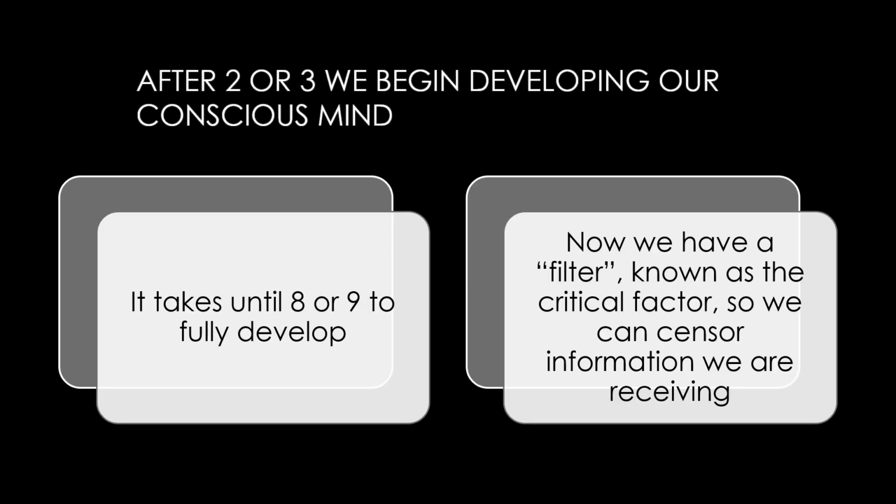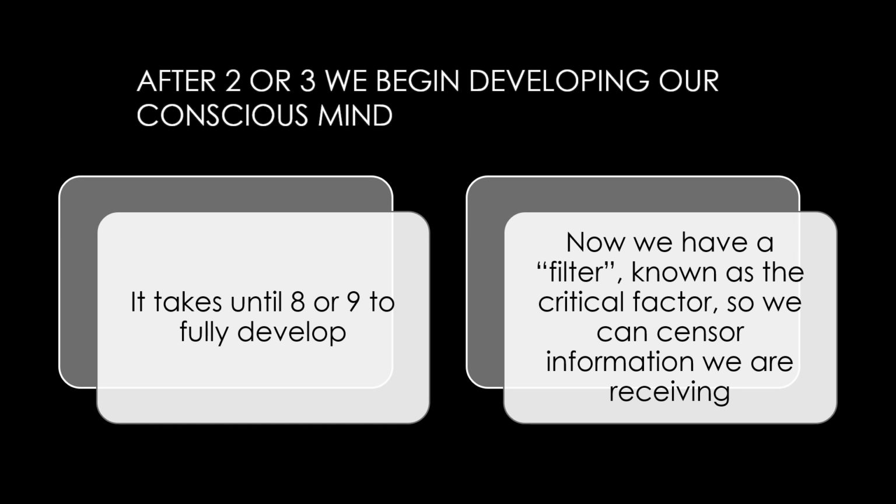After 2 or 3, we begin developing our conscious mind. If you have children, this is the point in their lives where they would have been saying "why" all the time until you thought you were going to go crazy. Celebrate that. What that means is they're questioning things. That's their conscious mind beginning to form.